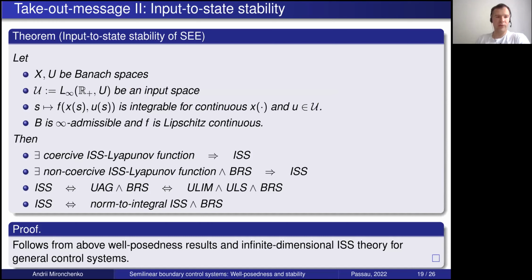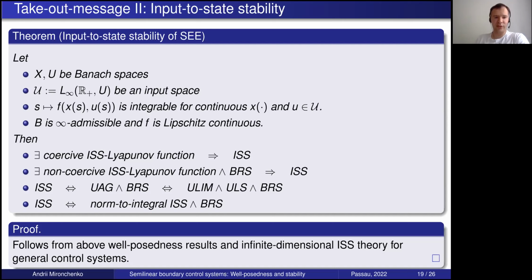Now we go to our takeaway message 2: how all this helps stability analysis. Assume that we have the conditions which we used for local existence and uniqueness. Under the same conditions, the existence of a coercive ISS Lyapunov function implies ISS. The existence of a non-coercive one together with boundedness of reachability sets implies ISS. We have such ISS superposition theorems and also some integral characterizations. I know that I have not defined all these properties; it is just for those who are within this ISS framework.